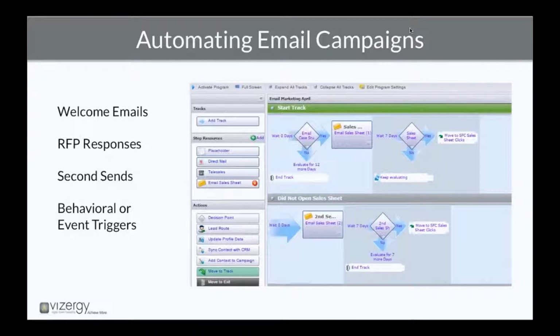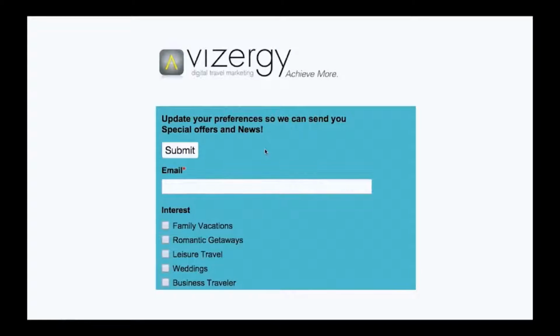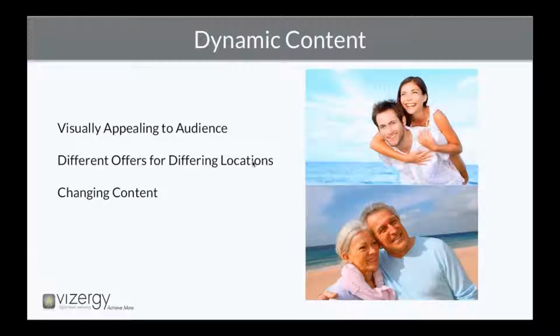Next, we'll talk about my favorite part of email marketing, and that's automation. This just makes everyone's life so easy when you can set up an email campaign and you're done. You've done your job, and you can just watch the bookings kind of happen. One of our big recommendations is sending second sends. We see a 40% higher open rate with a second send.